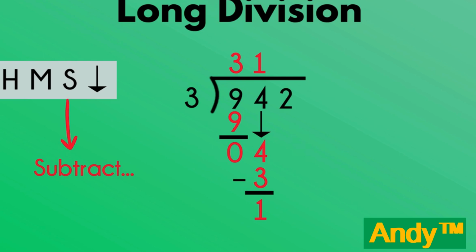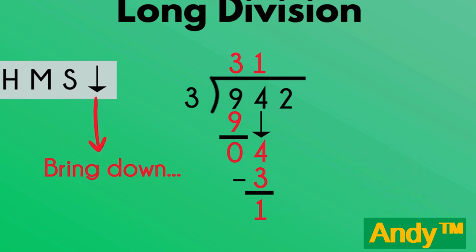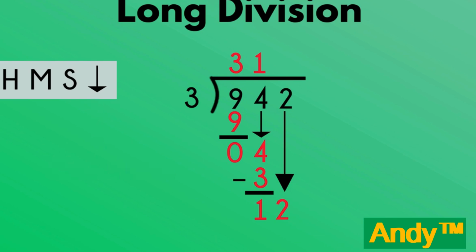Remember in the first step, 3 didn't fit perfectly into 4? There was 1 left over. Well, this is where that 1 shows up. Now bring down. We bring down the next digit, which is a 2. 2 ones. Now we've finished all the steps with the tens, we have to repeat them with the ones.